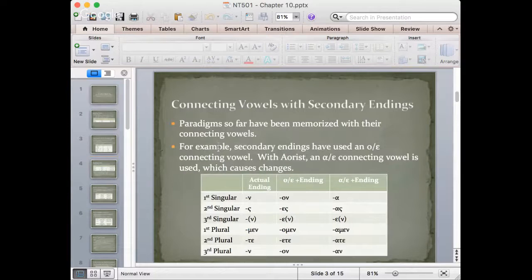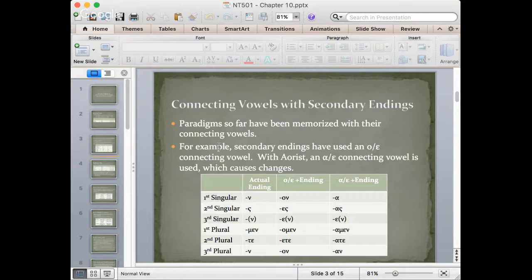So let's take a look at the paradigms that we've memorized so far, which have been memorized with the connecting vowels. For example, see the secondary endings for the omicron epsilon connecting vowel. If you look at column 2 for omicron epsilon plus ending, that should look familiar. On, s, and omen, ete, on. The actual endings there are nu, sigma, a movable nu, men, te, and nu, that first column. The vowel all the way down is the connecting vowel. What we're going to find is some tenses will change the connecting vowel. So it's still the same ending, but there's a different vowel. Most of the time it's a different ending. We do have an exception or two.